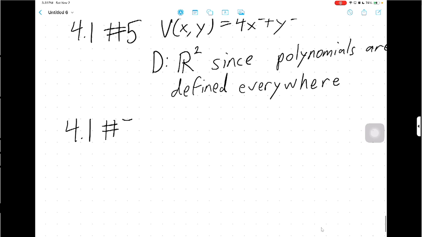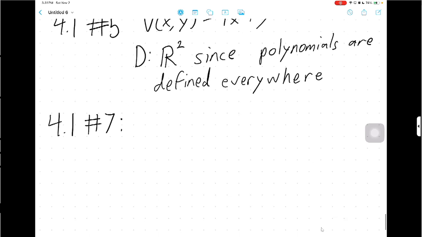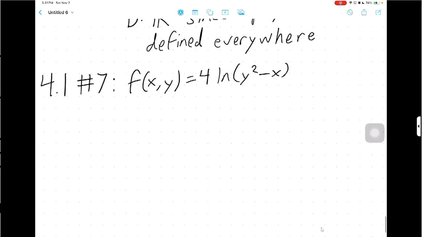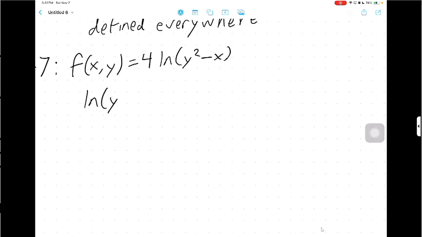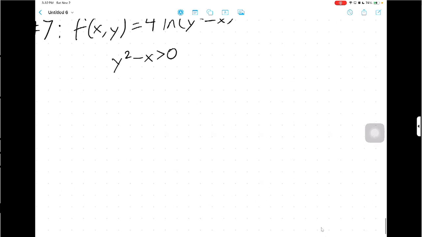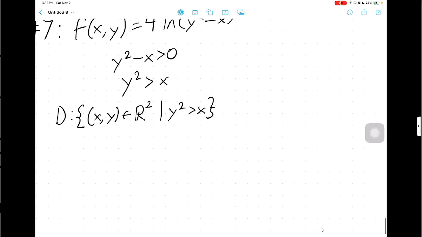4.1 number 7. f of x, y is equal to the fourth root of y squared minus x. Here we need y squared minus x to be strictly bigger than 0. So y squared is strictly bigger than x. So our domain is just going to be the set of (x, y) in R2 such that y squared is strictly bigger than x.